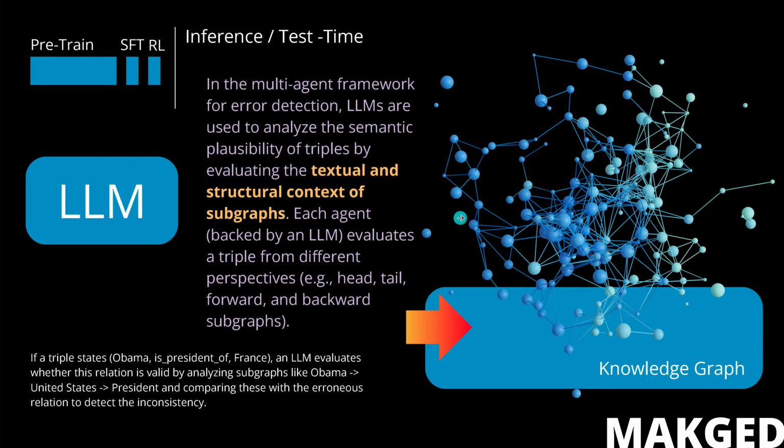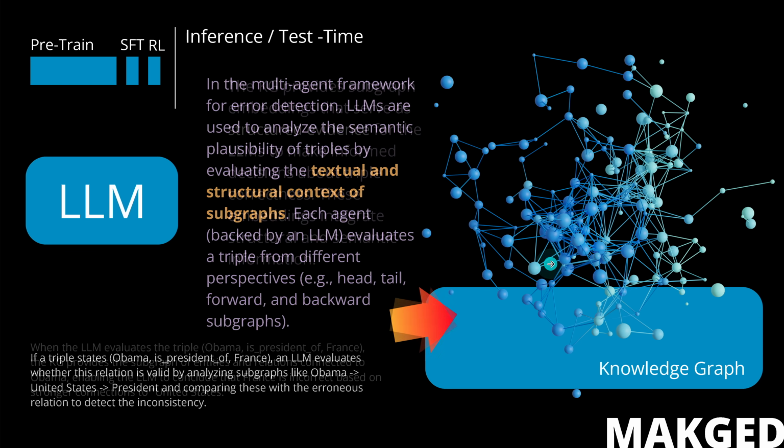It's just great. Yeah, I want to show you here the interface, the interconnect between LLM and the knowledge graph in our multi-agent framework for error detection that we're talking about. LLMs are used to analyze the semantic plausibility of triplets by evaluating now the textual and the structural context of the subgraphs. So each agent, of course, an AI agent, so at the heart of an agent is an LLM, evaluates here this particular triplet from different perspectives, head, tail, forward, and backward, whatever subgraphs you have, and then you just have a discussion of agents or a majority voting or whatever you like.